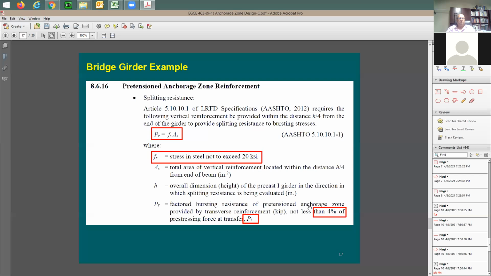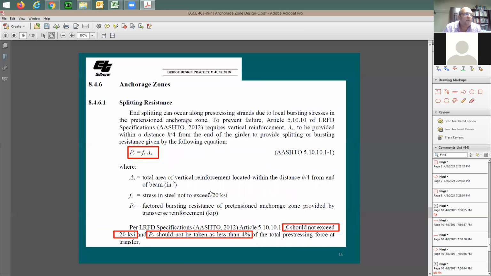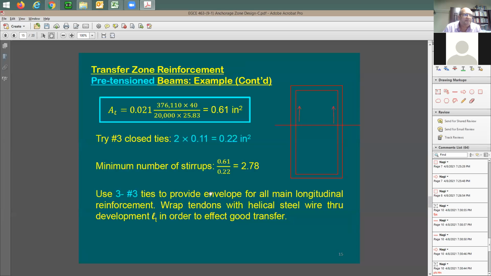You say, okay, good. So what do you do after that? They just say, design the ties to take this, but be sure that the stresses within the tie are not going to go beyond 20 KSI. So, okay, it's much easier. Now, let me go back here to my example and see how I would relate this to the Caltrans design specifications.